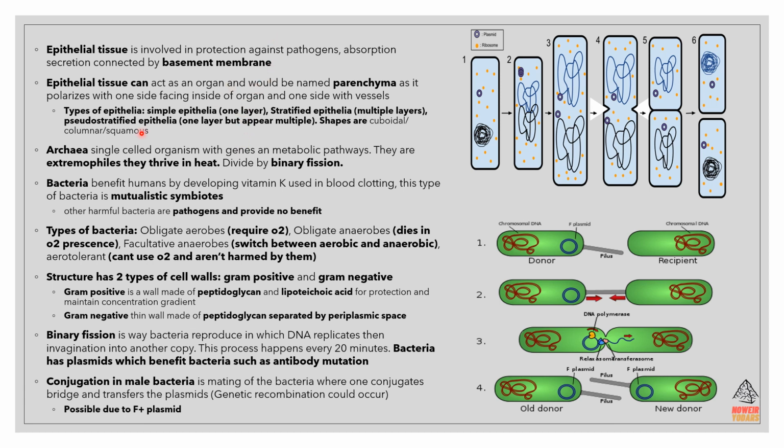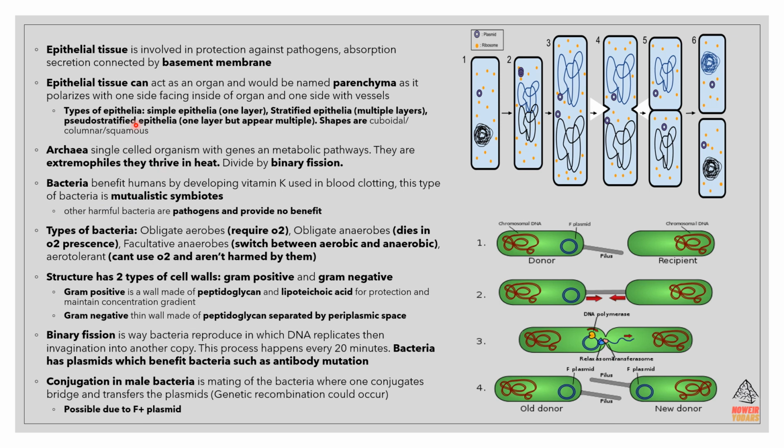Alright, moving on. We'll be moving on from the eukaryote a little bit, but not too far. So we've got archaea. Archaea is a single cell organism with genes and metabolic pathways. So archaea is basically a mix between prokaryotic cells and eukaryotic cells. And they are extremophiles. They thrive in the heat. They love the heat. And they also divide by binary fission. Remember what else divides by binary fission? Mitochondria. Yes.